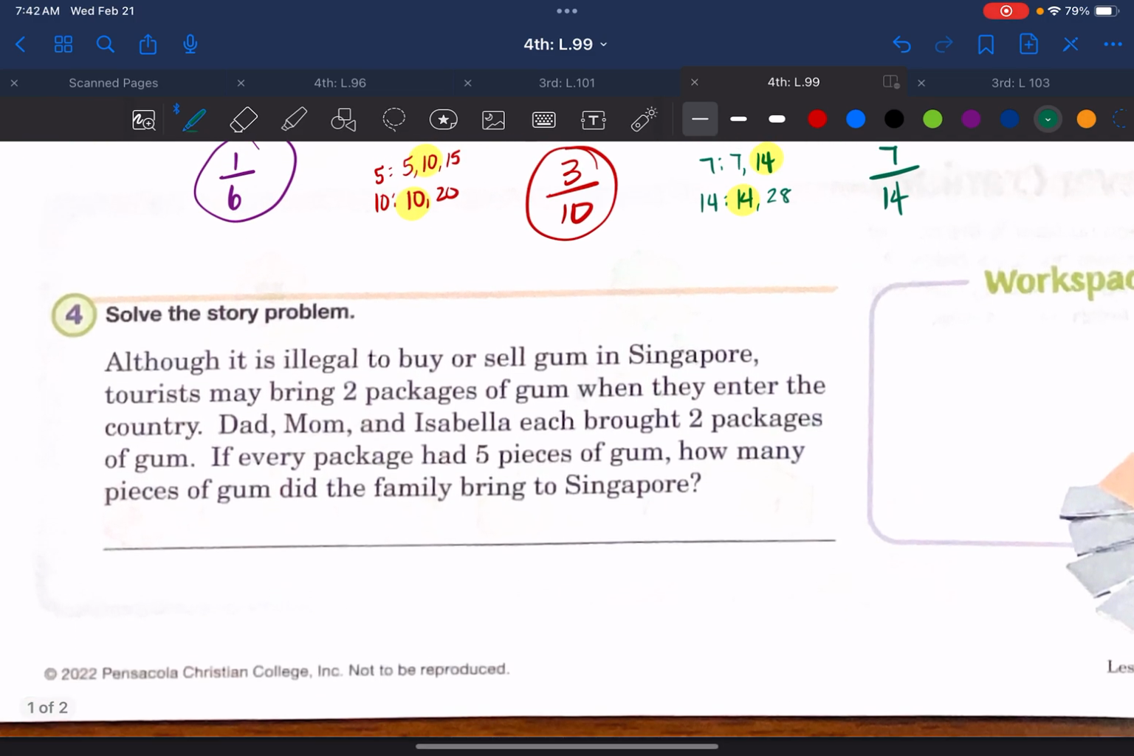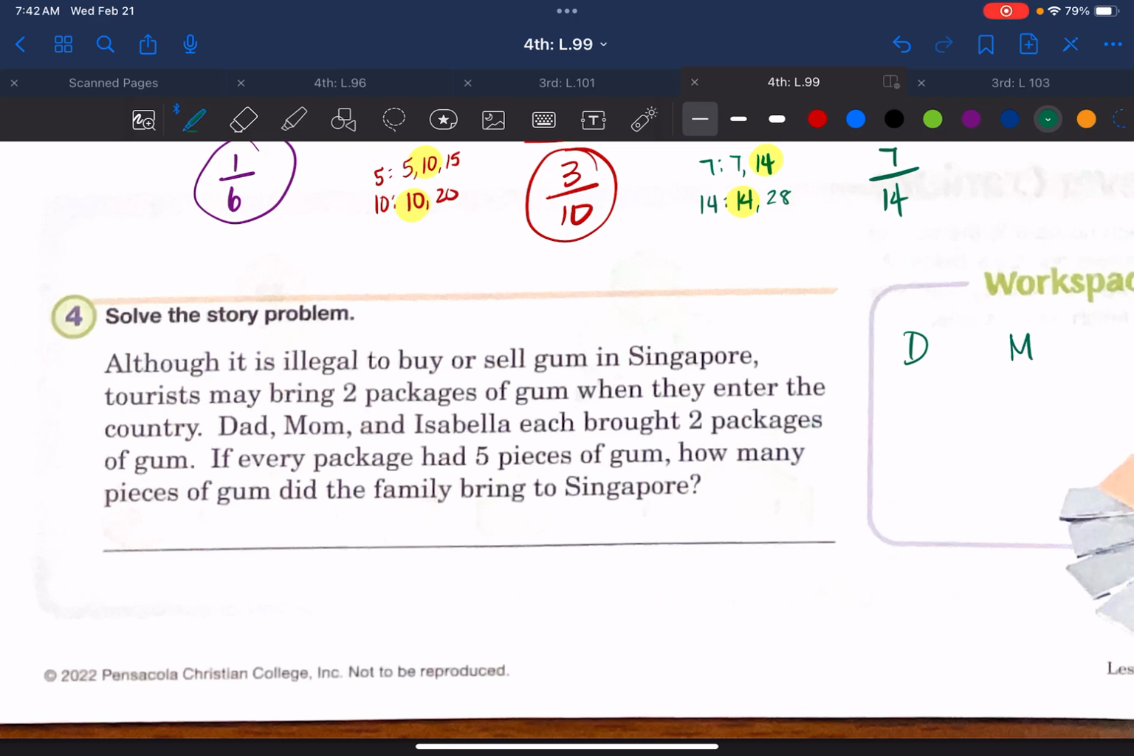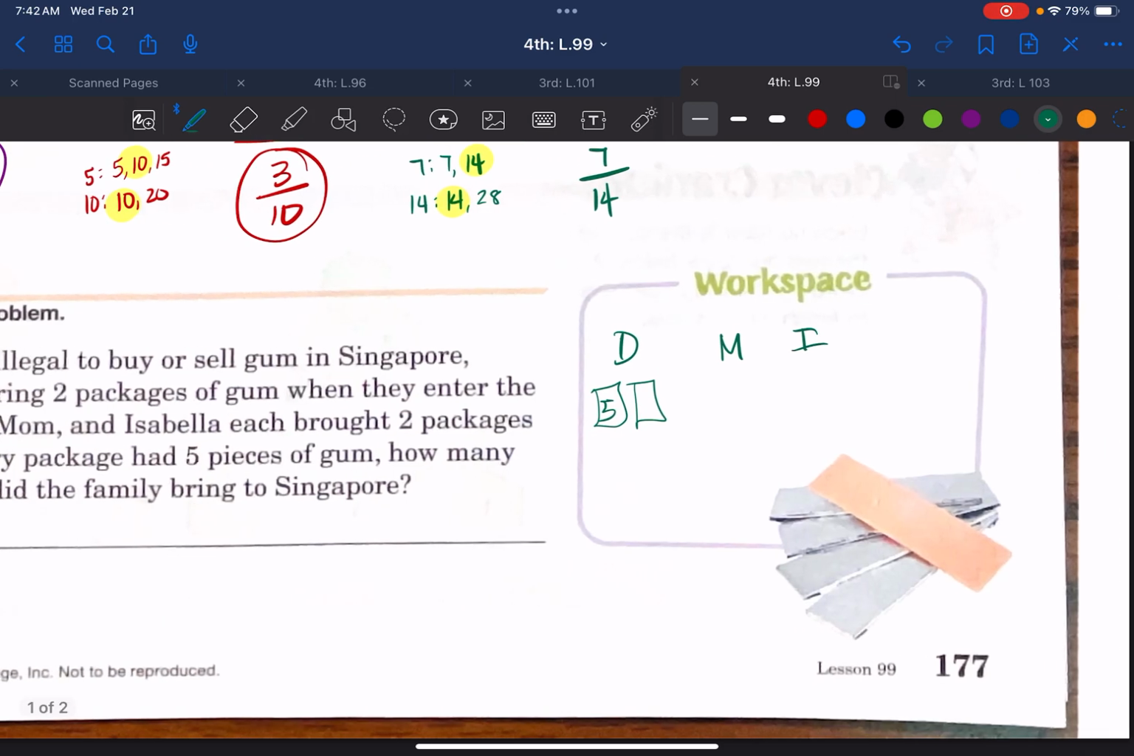All right, 4 is a story problem. It says, although it is illegal to buy or sell gum in Singapore, that's crazy, tourists may bring 2 packages of gum when they enter the country. Dad, Mom, and Isabel each brought 2 packages of gum. So draw that out if you need. You have Dad, you have Mom, and you have Isabel, and each of them had 2 packages of gum. If every package had 5 pieces of gum, how many pieces of gum did the family bring to Singapore? Okay, I got you started on that.